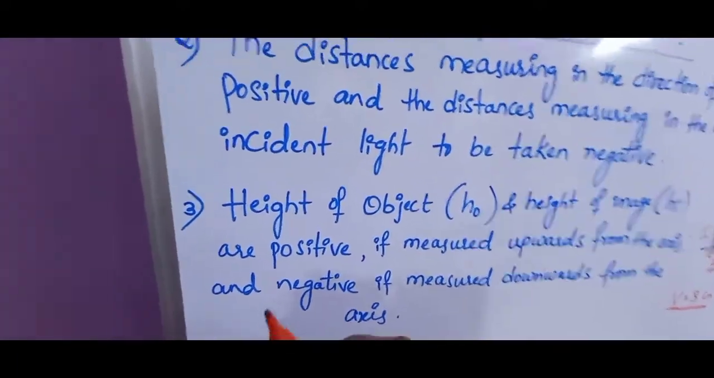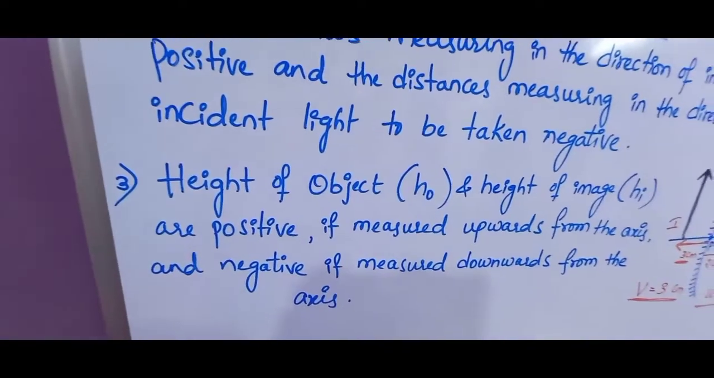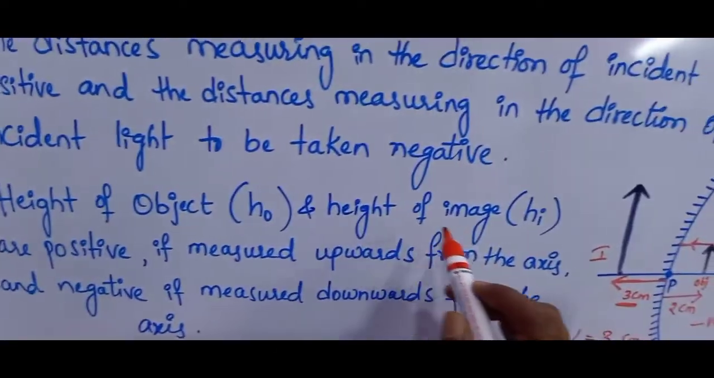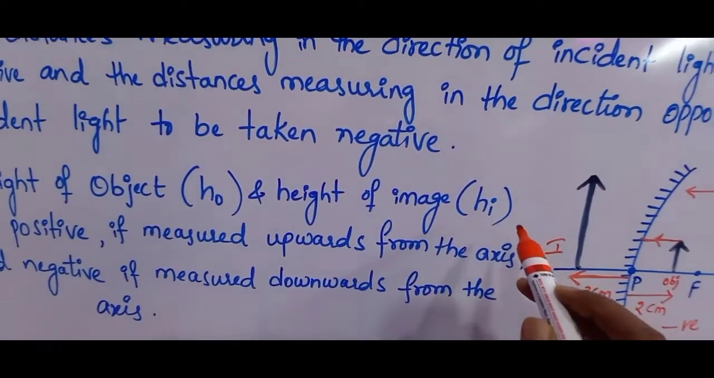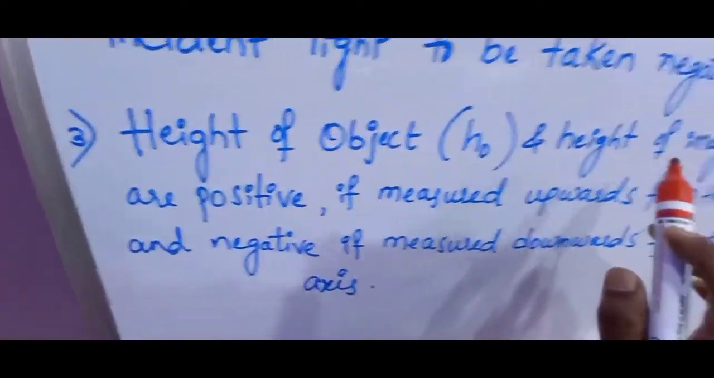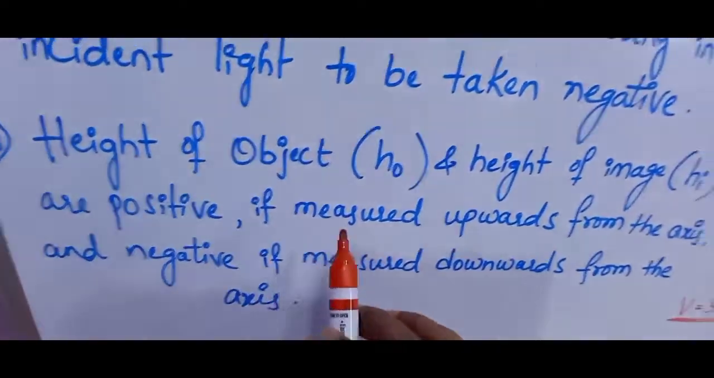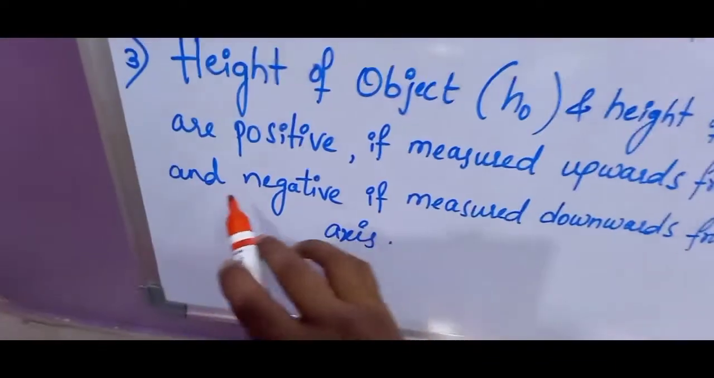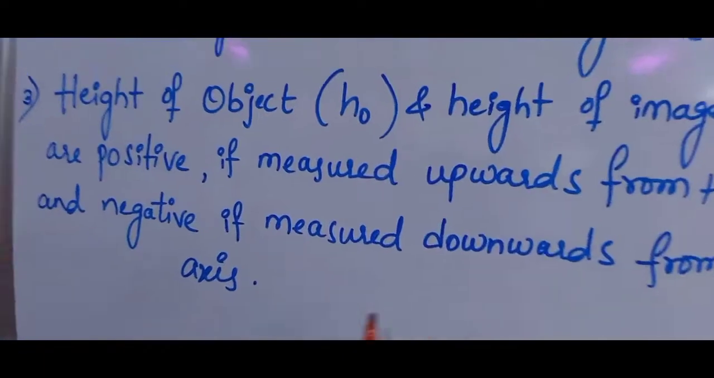And the next one is, while measuring the heights: the height of the object is represented with HO and the height of the image is represented with HI. These objects also have certain heights. Height of the object and height of the image are positive if they are measured upwards from the axis, and negative if they are measured downwards from the axis.